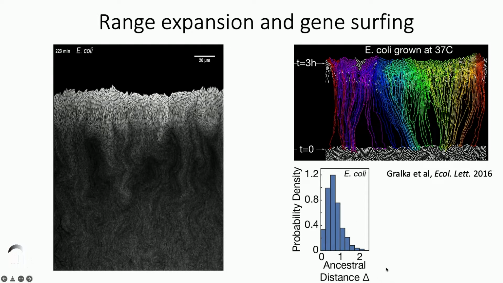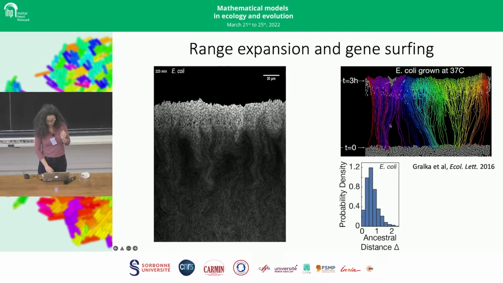And you can actually quantify this. This is what I'm plotting here: the probability that an individual will be able to leave an offspring in the front later on is pretty much 0 as soon as the bacterium is 1 cell behind the front. So unless they're really at the front, they won't be able to make it.